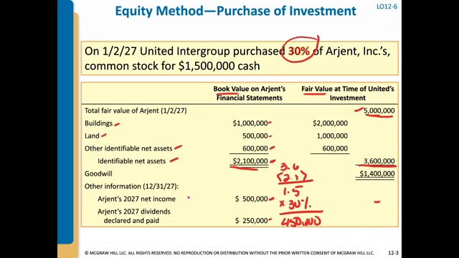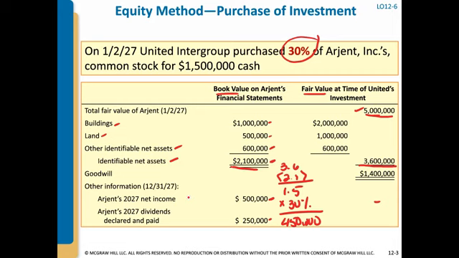We're going to look at the assets that were written up, that we acquired at more than book value, to see what we need to do with each one of them, and whether we need to depreciate them more or have a higher expense on our income statement.